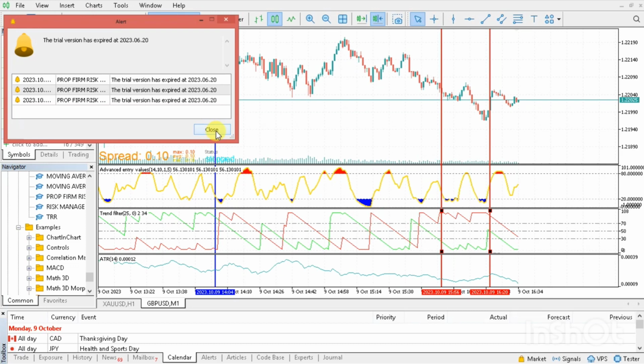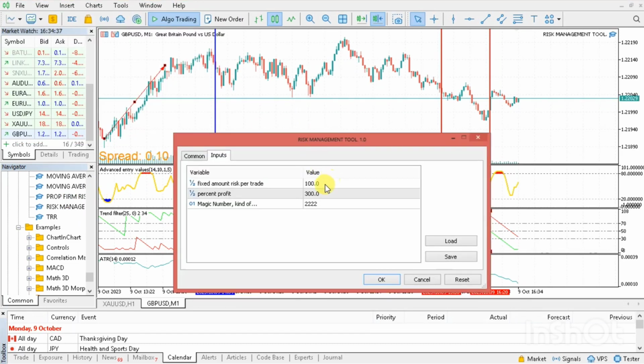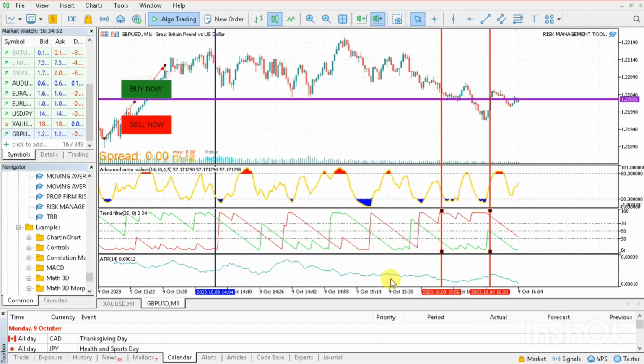Oh, that is expired. Let me bring in another one. Sorry, I made a mistake. I bought the old copy. So I'm going to leave this at $50 risk. I'm going to leave this at 1:2, which is 200%. So here, if I take a trade, I'm going to be risking just $50 for this trade.